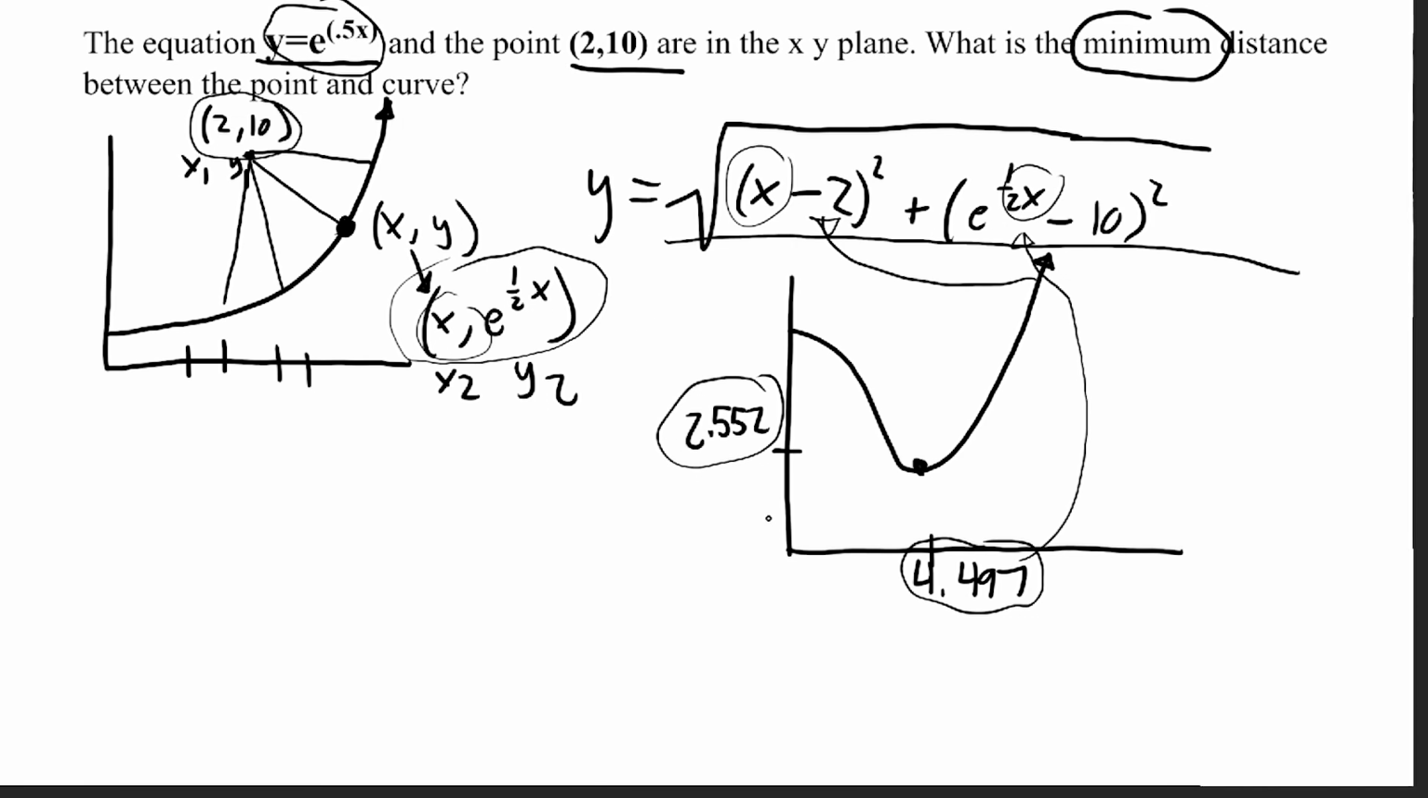So if we come back to what we originally started with, if we go to 4.497, which is, say, here, this distance here is going to be 2.552, and this is going to be the minimum distance.